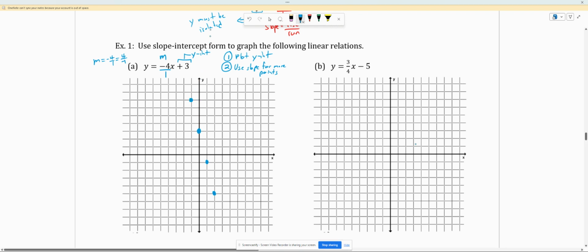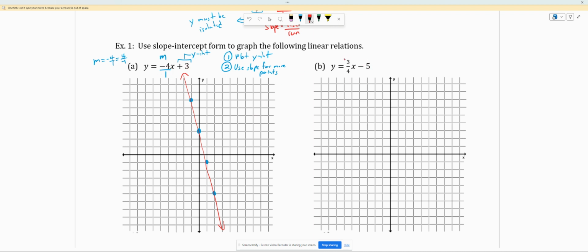And we see all my points line up on a straight line. And that's the quick way of plotting lines. No more table of values, okay? You just use these two numbers, plot your y-intercept, and use your slope to get more points, and we can see that we get our line quite quickly.